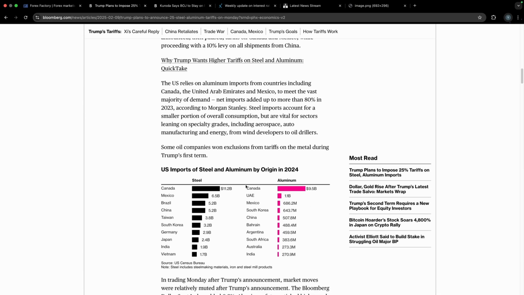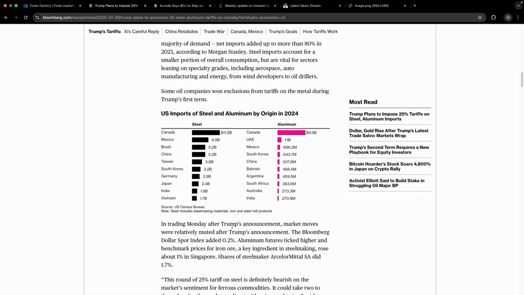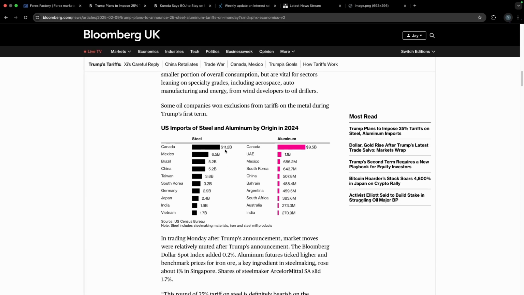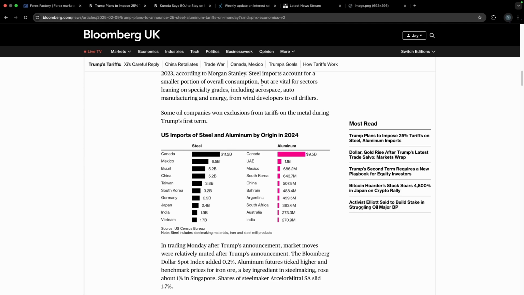When it comes to the US importing steel and aluminium, Canada and Mexico are up there definitely with steel, and with aluminium, Canada is really one of the biggest exporters to the United States. So that will definitely not have a good effect on the Canadian economy if he's also going to tax the steel and aluminium.